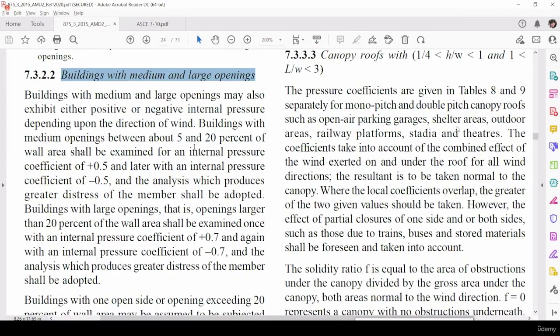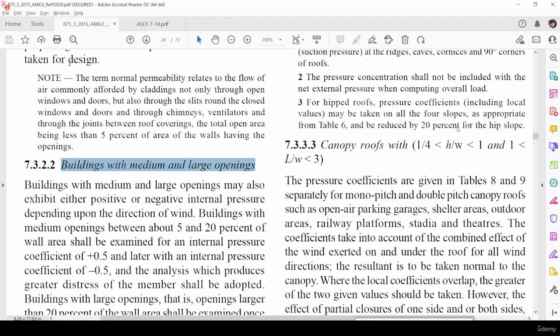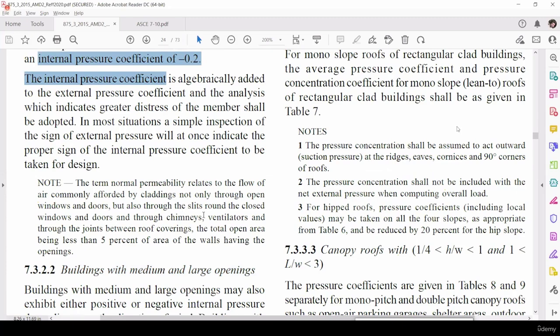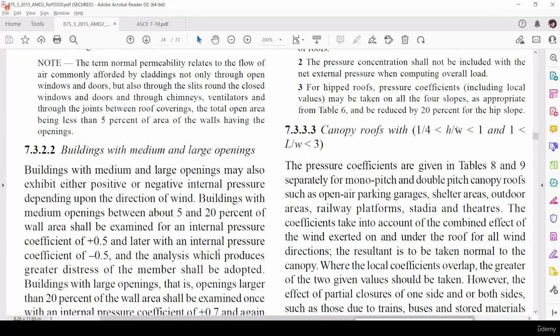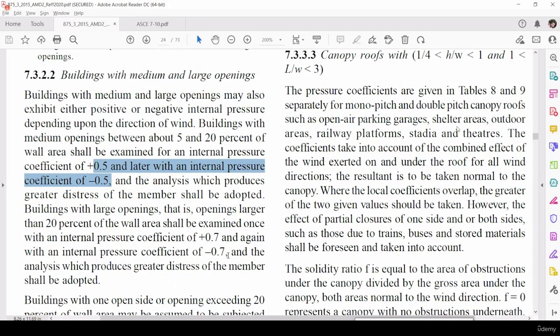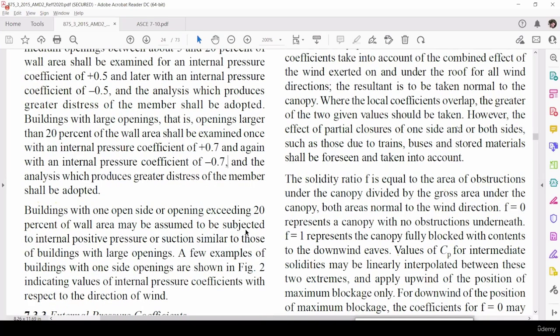Yes, sir. If it is less than 5%, this one. If it is 5 to 20, this one. If it is more than 20, 0.7. That may be depending upon the openings. Fine.